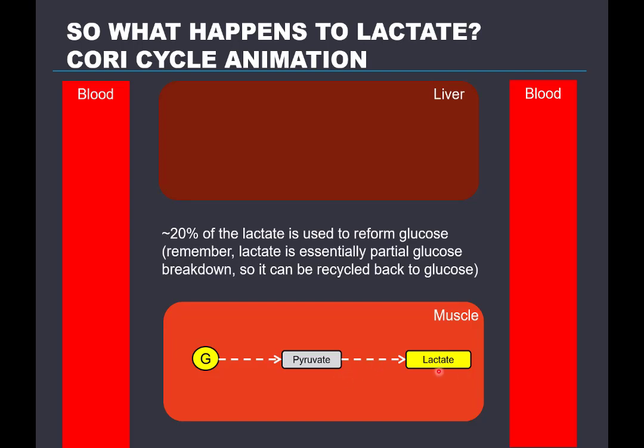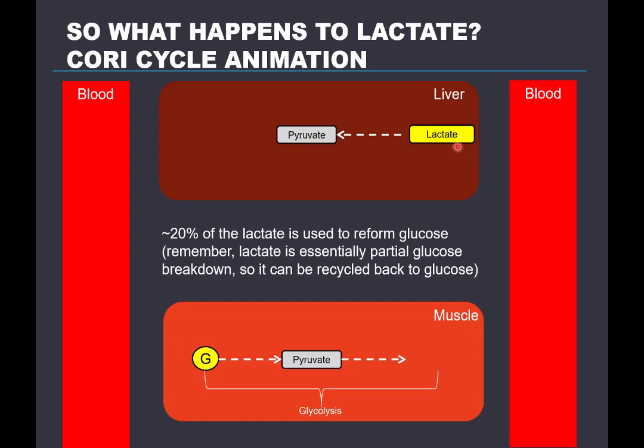That lactate can then be shuttled out into circulation. From here, it can be taken up by the liver, and in the liver, the lactate can be reconverted back to pyruvate. And pyruvate can enter a process that is the reverse of glycolysis, which is gluconeogenesis, formation of new glucose. And through this process, pyruvate is reconverted back to glucose. And keep in mind, as I said earlier, this only occurs in the liver and not the muscle.